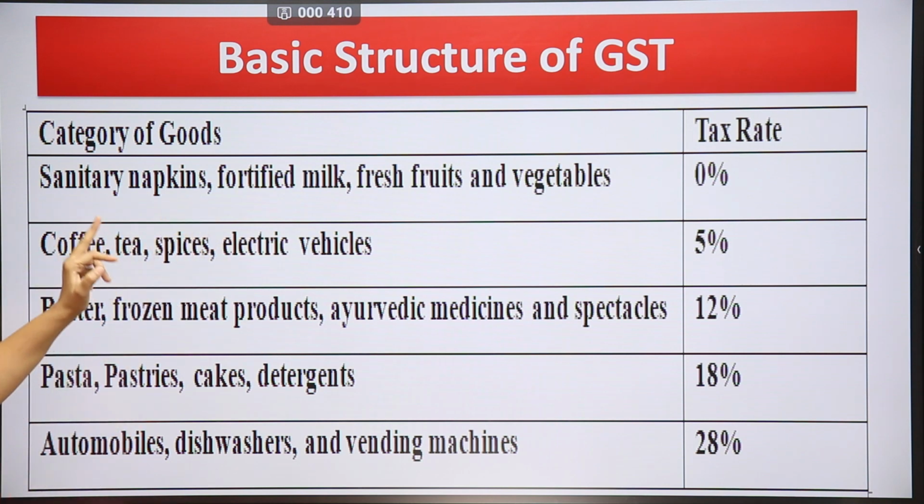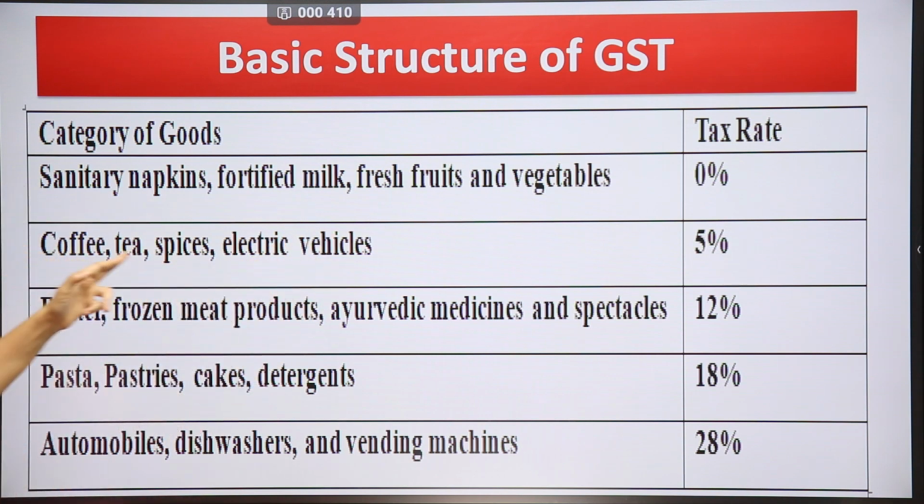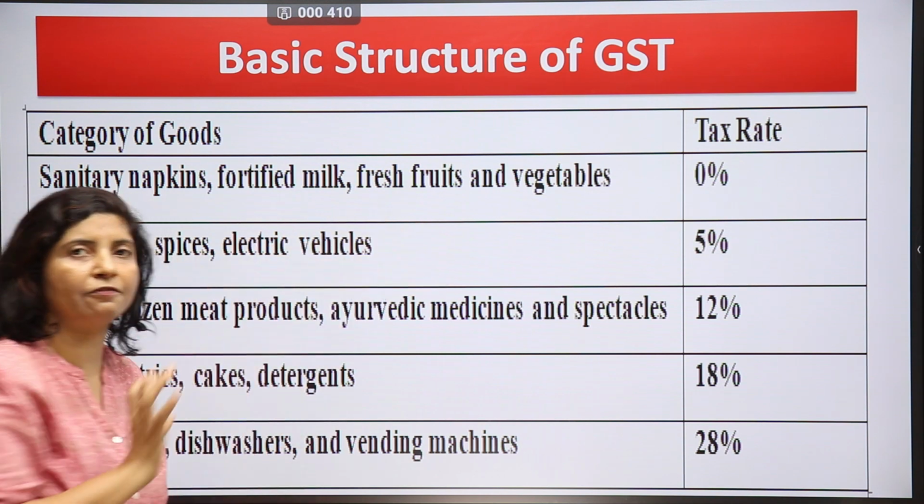Then coffee, tea, spices, electric vehicles, etc. When you purchase these items, coffee, tea, spices, etc., you have to pay only 5% of taxes.